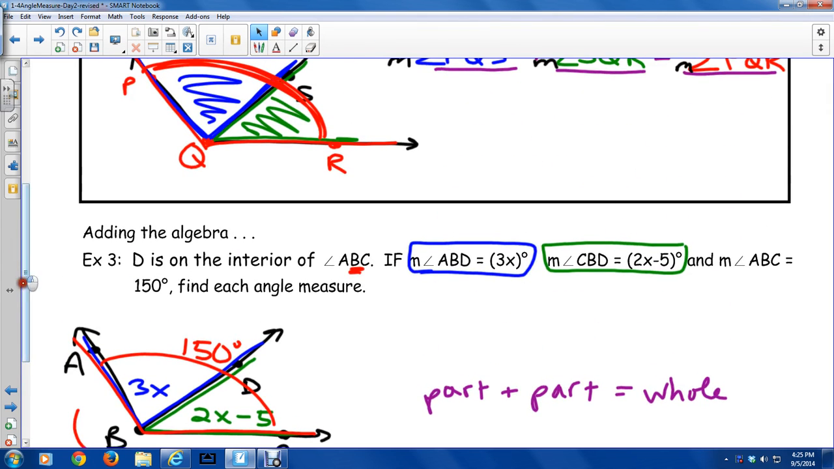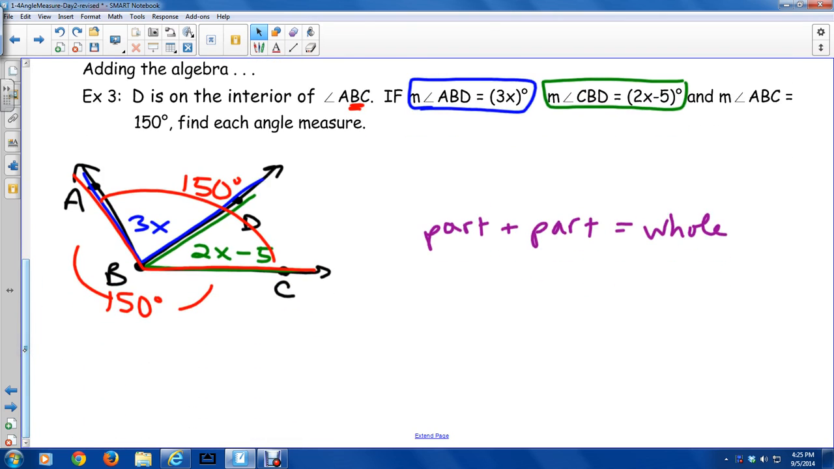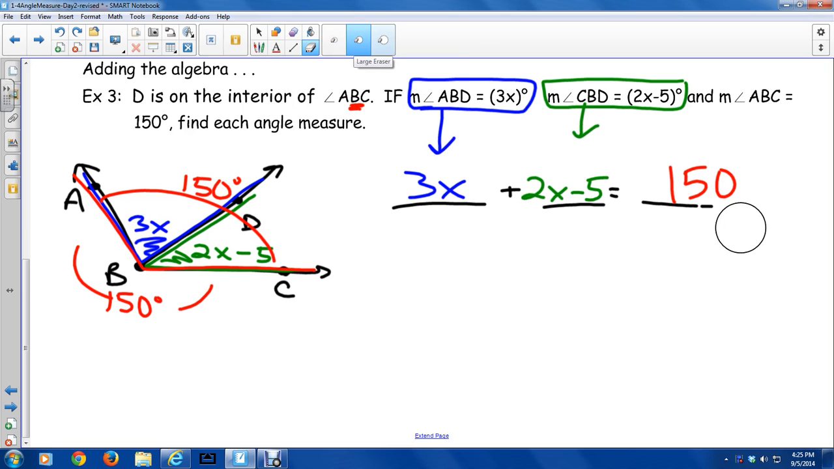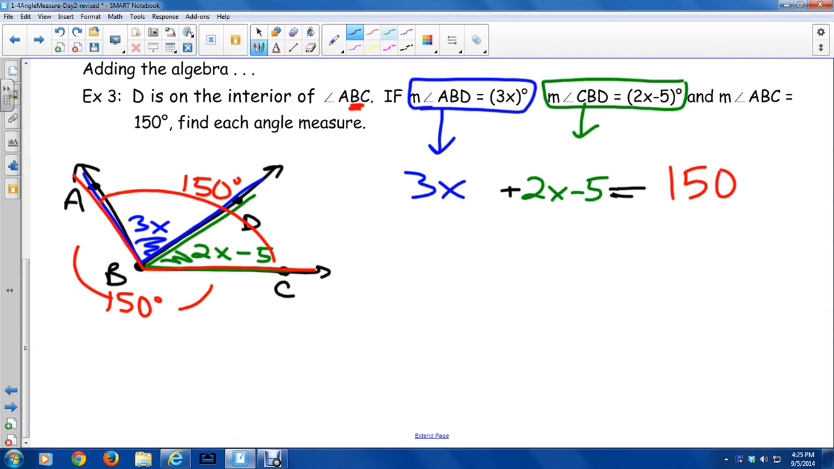So if I bring this down here, let's see if we can come up with two parts and the whole to put in here. It's looking like the whole was our 150. Sometimes I like to find that one first. And then the two parts, well, I've got the part on the left, 3x, that's angle ABD. And the part on the right, in my picture, angle CBD, is 2x minus 5. And if I get rid of this, I do have an equation now that I can solve for x, and then I can plug in to find the angle measures.